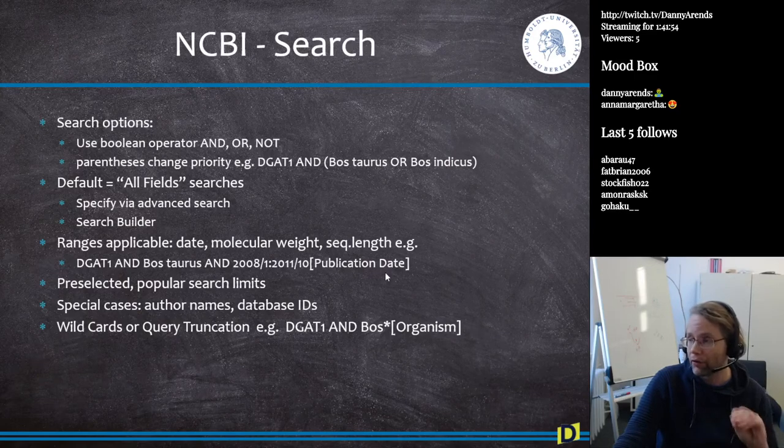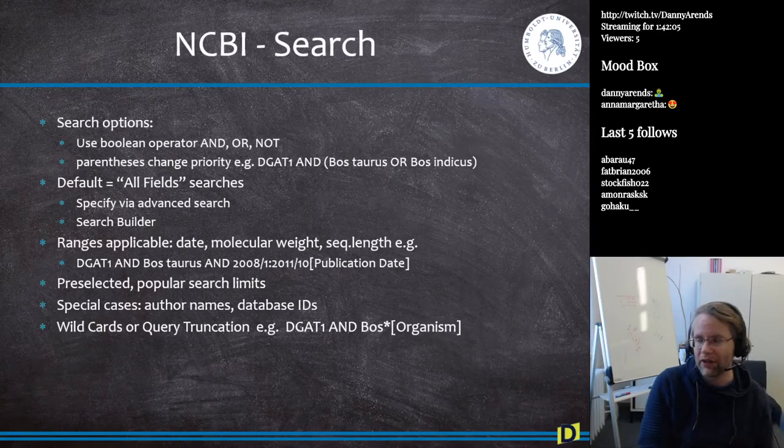So if I'm looking for a very specific paper, and I know that this paper was published somewhere in the early 2000s, and I know the last name of the author, and I know kind of the gene that they're talking about, then this will allow you to very quickly find back papers that you are looking for.